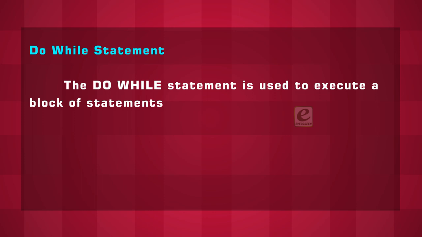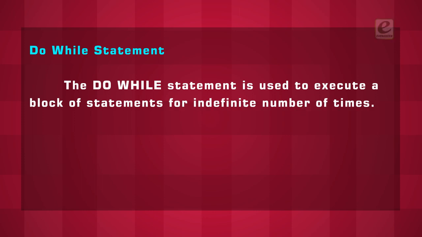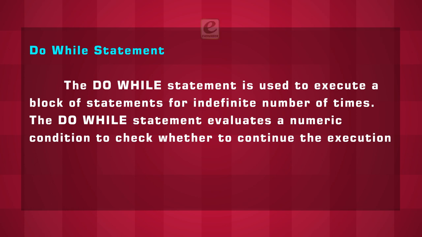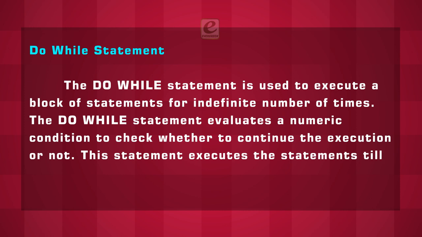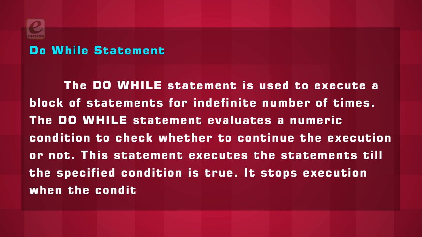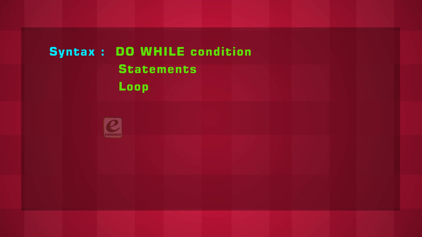Do-while statement. The do-while statement is used to execute a block of statements for an indefinite number of times. The do-while statement evaluates a numeric condition to check whether to continue the execution or not. This statement executes the statements till the specified condition is true. It stops execution when the condition becomes false. Syntax: Do While condition, statements, Loop.